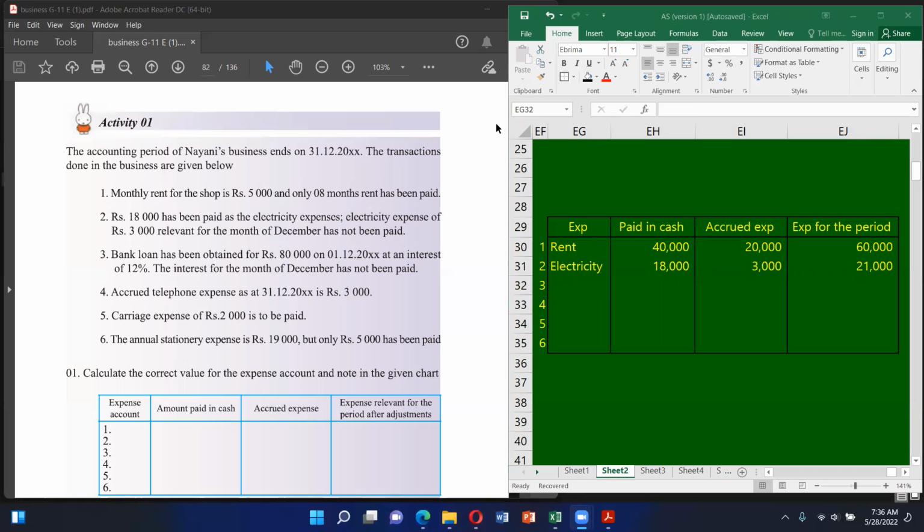Mihara, can you read the third one? Bank loan has been obtained for 80,000 on 1st of December at an interest of 12%. The interest for the month of December has not been paid. Right. Expense එක වෙලා interest. හරි. දැන් මට කියන්න interest for the year කීයද? So how we do this? Interest for the year calculate කරන්නේ 80,000 multiplied 12%.